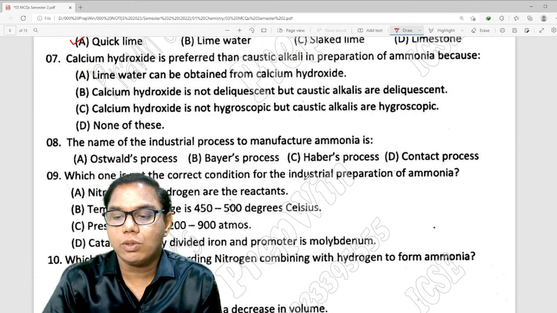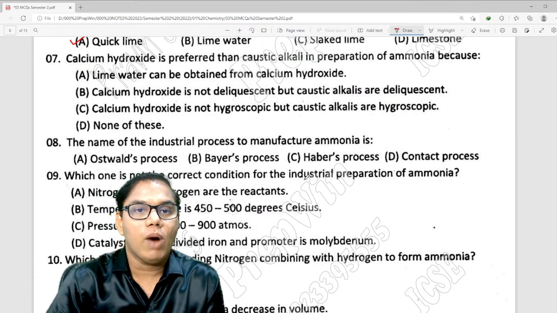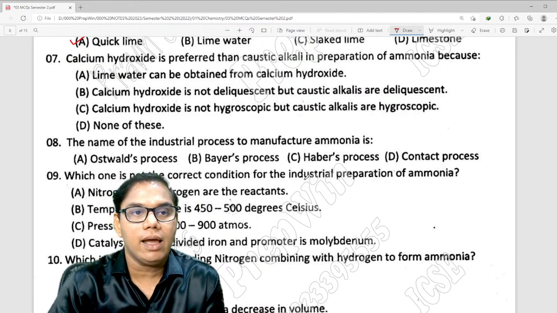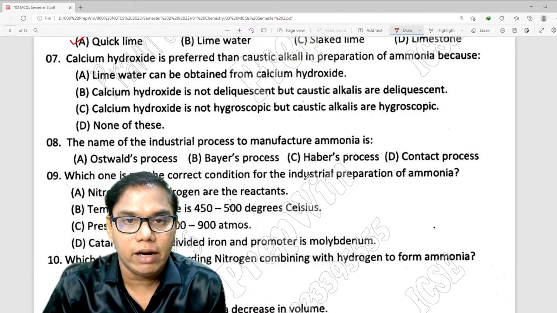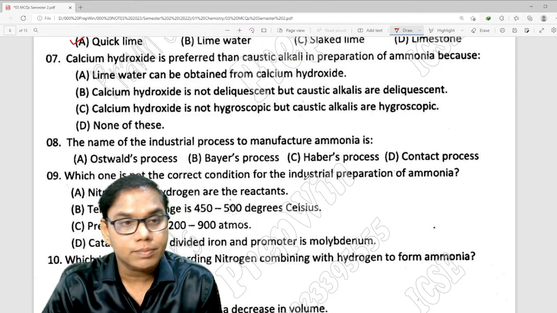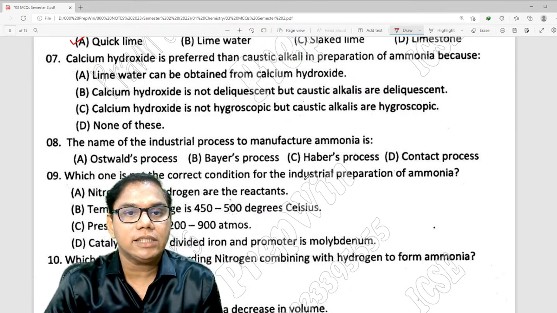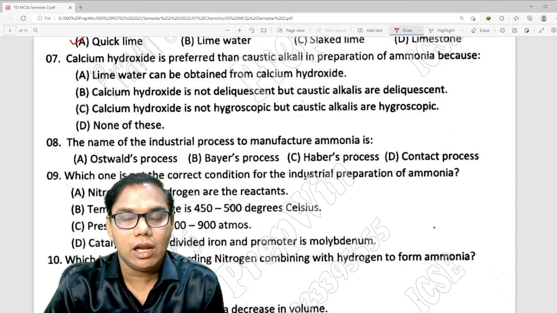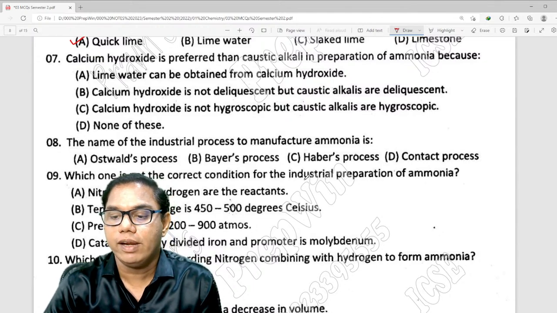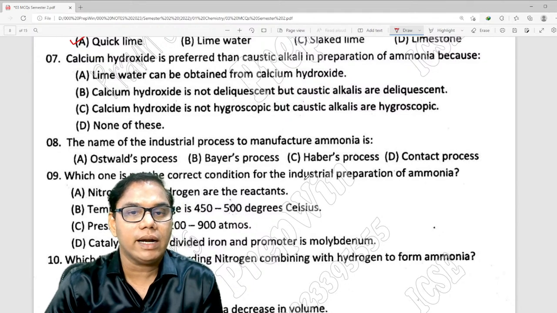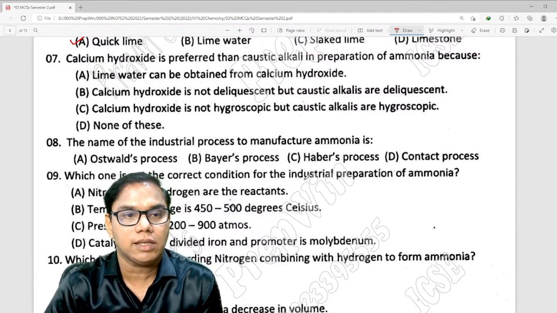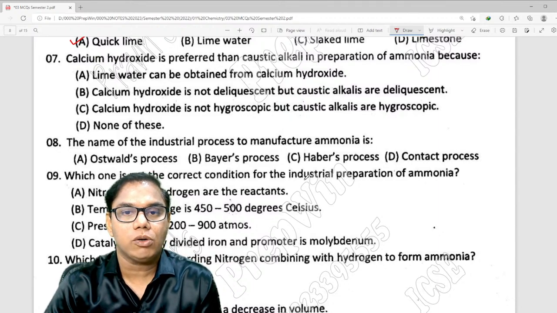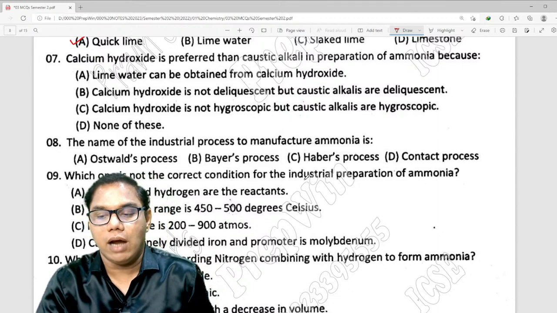We take this question further. Why is it preferred? Calcium hydroxide is preferred. Lime water can be obtained from calcium hydroxide. Calcium hydroxide is not deliquescent, but caustic alkalis are deliquescent. I hope you know the definition of a deliquescent substance. Calcium hydroxide is not hygroscopic, but caustic alkalis are hygroscopic.